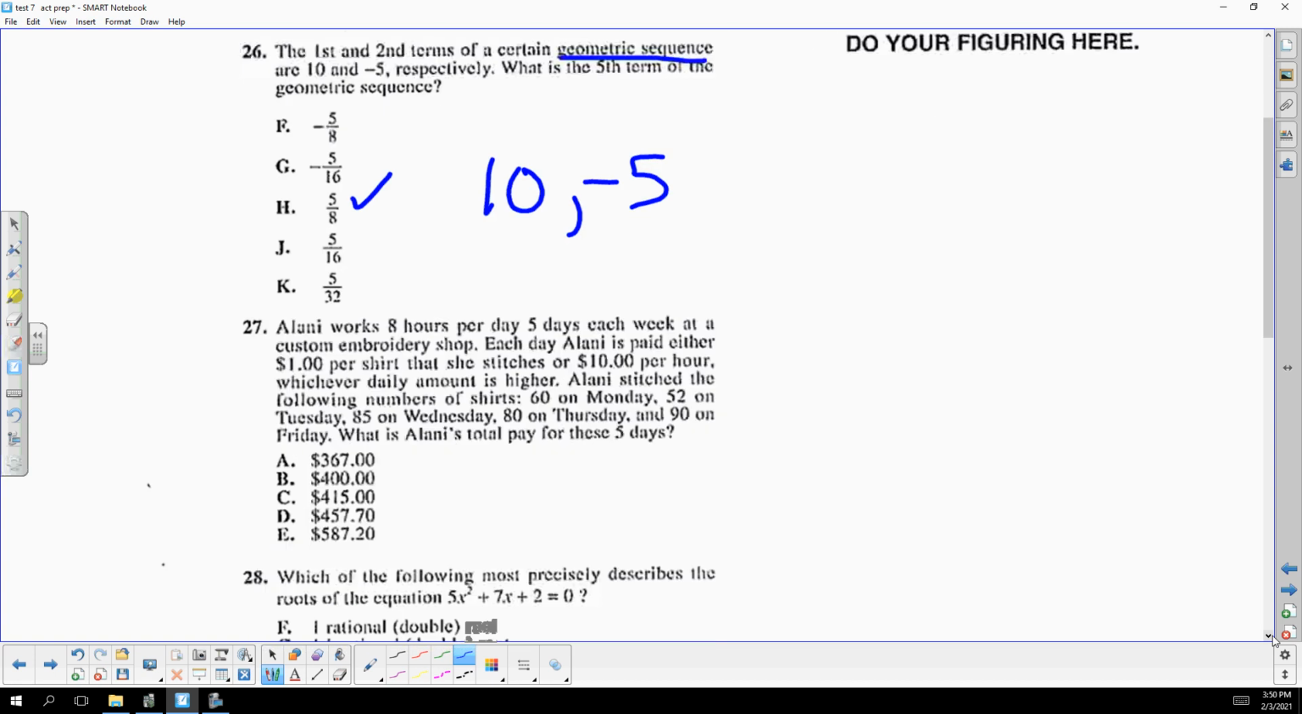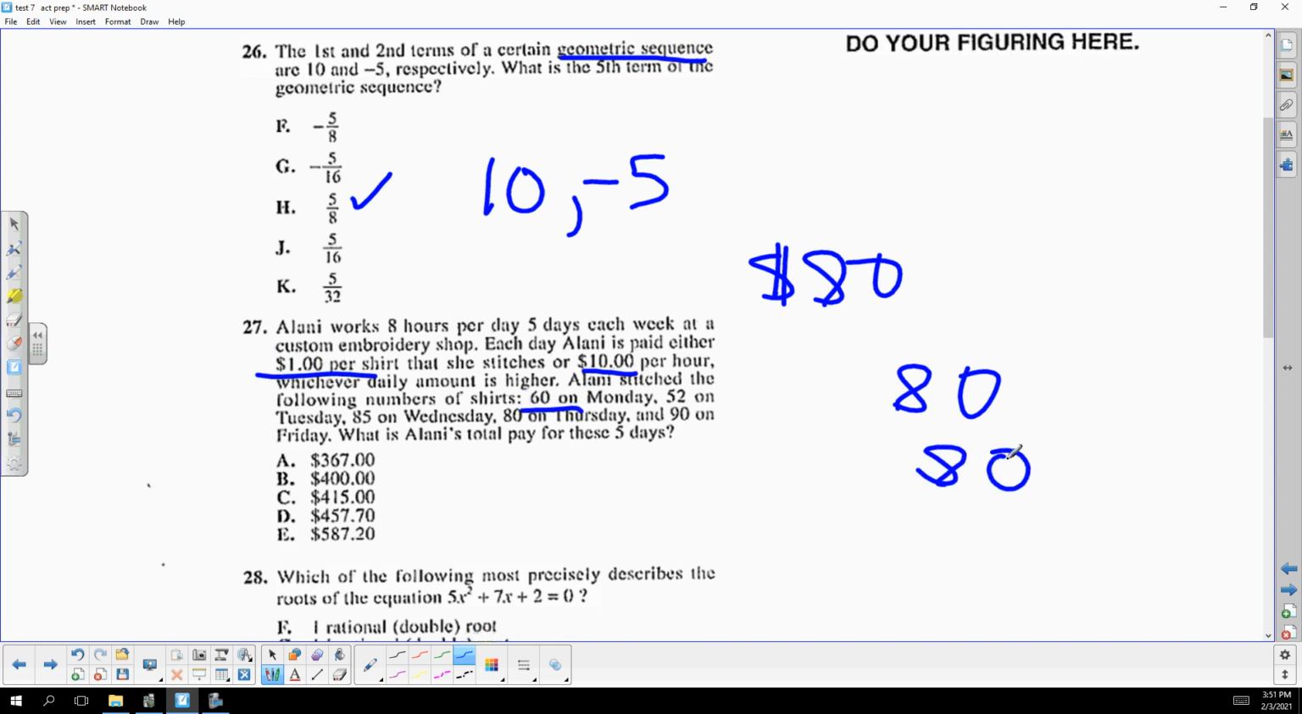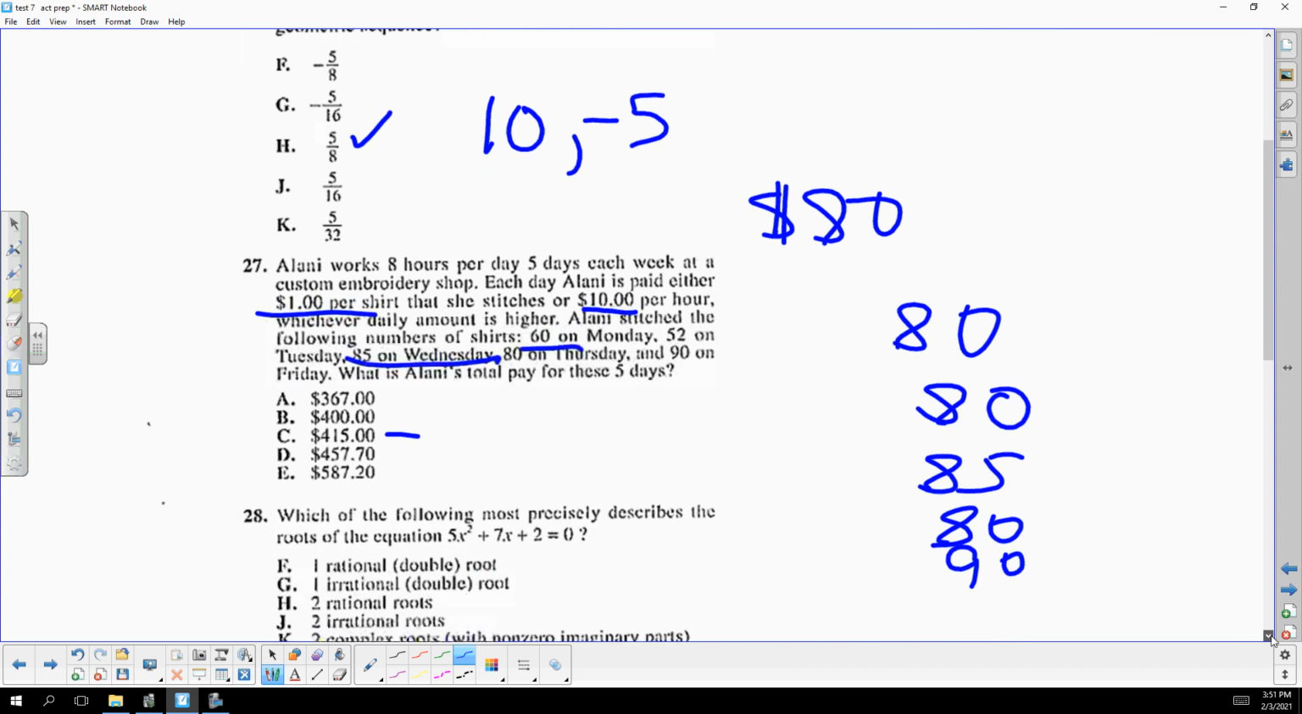This one's tricky. It's trouble reading. He works 8 hours a day, and he's paid either $10 an hour. So that's $80 a day for 8 hours, huh? But he could also get paid $1 per shirt. So on Monday, he did 60. Well, if he did 60, he's just going to get paid the $80. That's the minimum. And then 80 on Tuesday, but he gets 85 on Wednesday, 80 on Thursday, and $90 on Friday. You see, if you do more than 80 shirts, you get more. So what is his total pay for the 5 days? You add up 80s, 90, and 85. And that gives you $415.